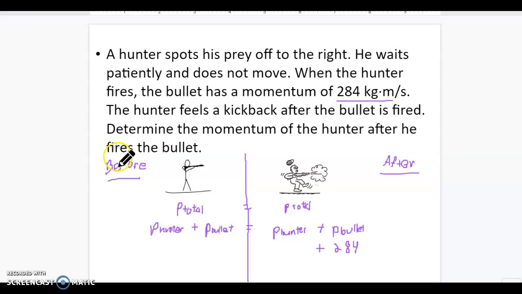When we look at the before side, we have to know what's going on. And before he fires the bullet, he waits patiently and he does not move. So if he's not moving, that means the bullet's also not moving. And if something's not moving, then their momentum is 0 for both of them.